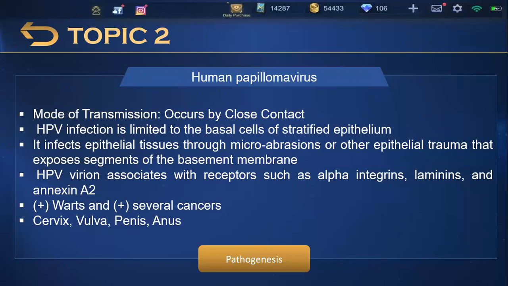For the pathogenesis of HPV, the mode of transmission occurs by close contact. HPV infection is limited to the basal cells of stratified epithelium. It infects epithelial tissue through microabrasions or other epithelial trauma that exposes segments of the basement membrane. HPV variants associate with receptors such as alpha integrins, laminins, and annexin A2. Papillomaviruses cause infection at cutaneous and mucosal sites. This occurs in the cervix, vulva, penis, and anus.